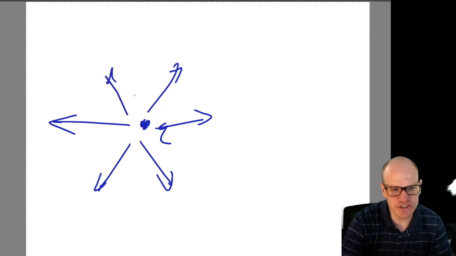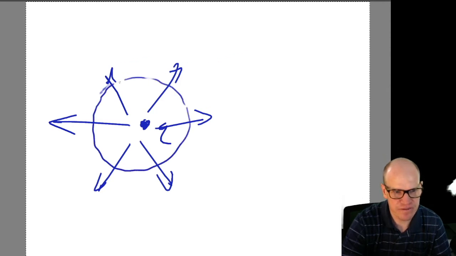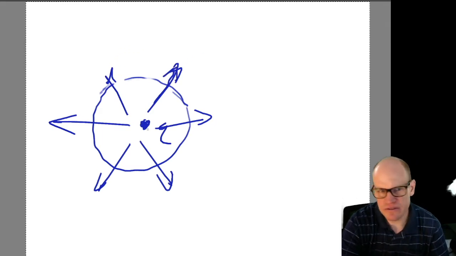Okay, and then we showed that if you had some surface around that, so this creates basically a hill, creates a slope.